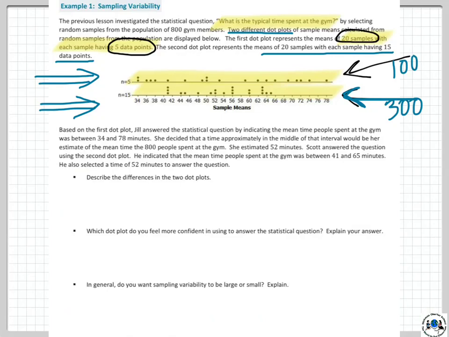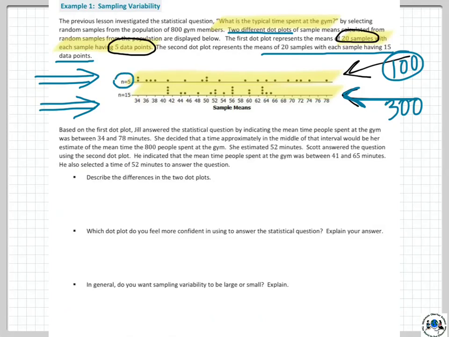And you can see, again, these are 20 different means, okay, 20 different points or dots that represent 20 different means from 20 different samples. The only difference is that the top dot plot had less data go into it to come up with its separate means, okay?